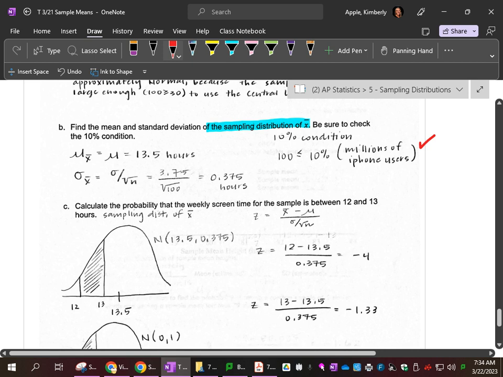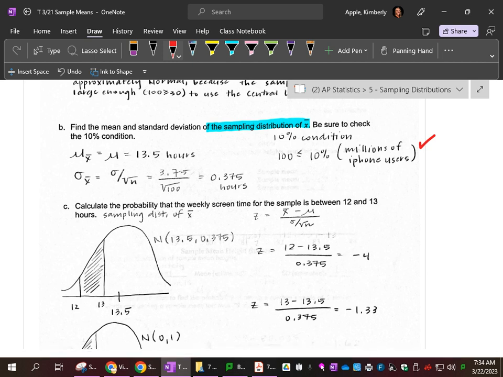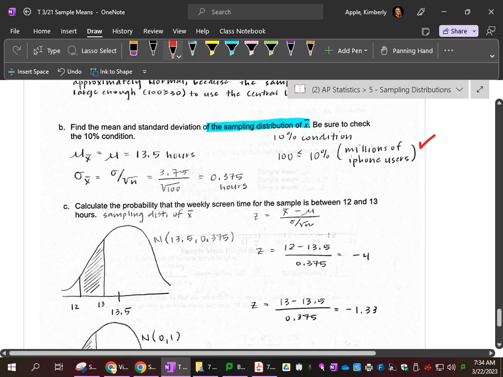The formula for the standard deviation of the sampling distribution of X bar is the population standard deviation divided by the square root of the sample size. Here is that plugged in, and we obtain 0.375 hours for that standard deviation.